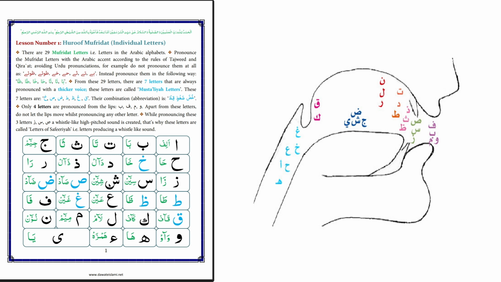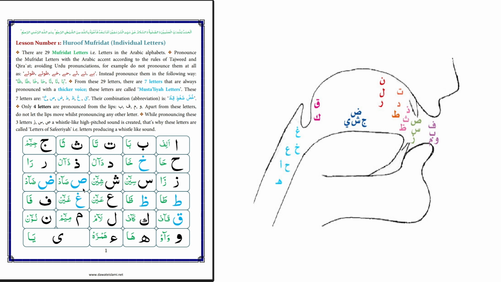Next, we have sheen. So sheen needs to come from the middle part of your tongue by not touching anything. Sheen, sheen, sheen.